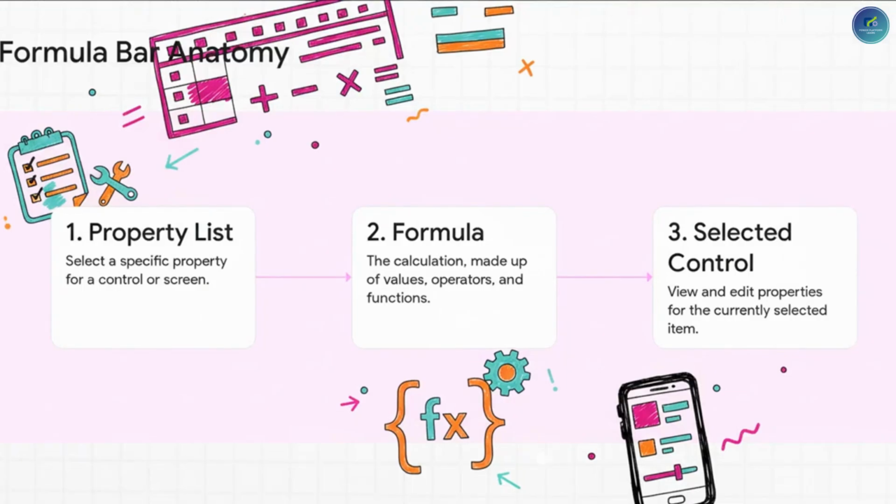First, you've got the property list. This is where you pick what you want to change about something. Is it the text, the color, the size? Then you write the actual formula that controls that property. And finally, you can always see which control you're working on. It's simple, it's clean, and it's incredibly powerful.